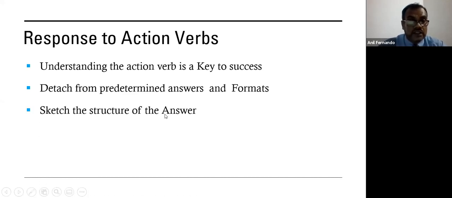It's a difficult exercise, but try. Then you had better sketch the structure for the answer. Before starting to write, sketch a small plan: these are the areas that I'm going to discuss. If it is a discussion, these are the things, 1, 2, 3, and I will explain both pros and cons. If it is an explanation, I'll limit it to one or two sentences. That should be there in your mind.